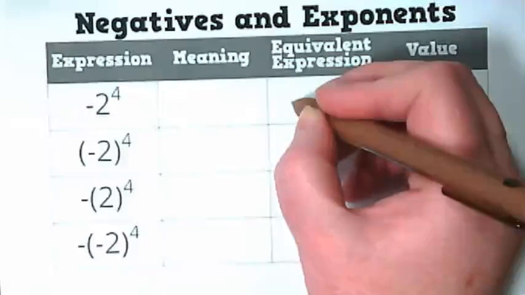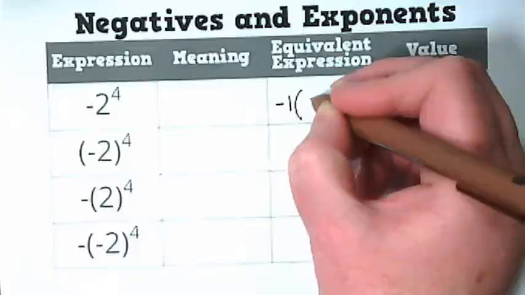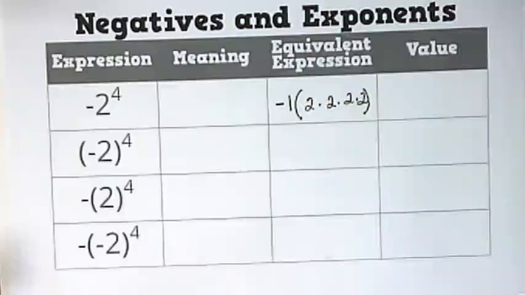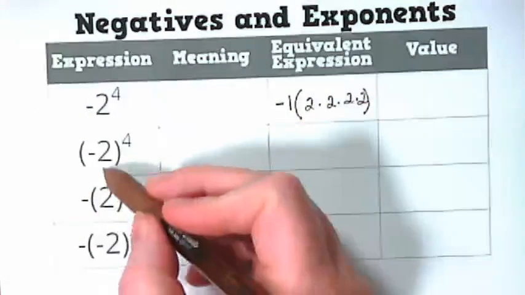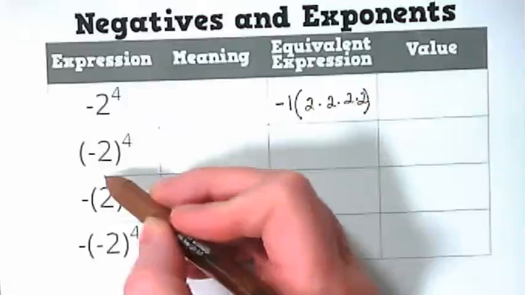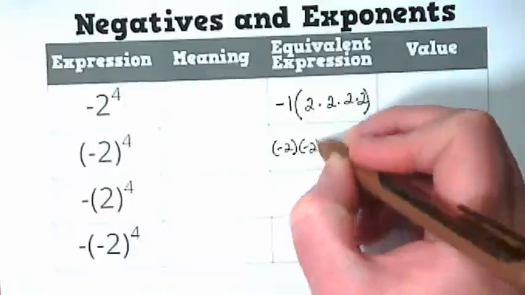If I have negative 2 to the fourth power, what I really have is a negative 1 times 2 times 2 times 2 times 2. Because this one has negative 2 contained within the parentheses, that negative is trapped inside the parentheses with it. So it would look like this if I was writing it all the way out.